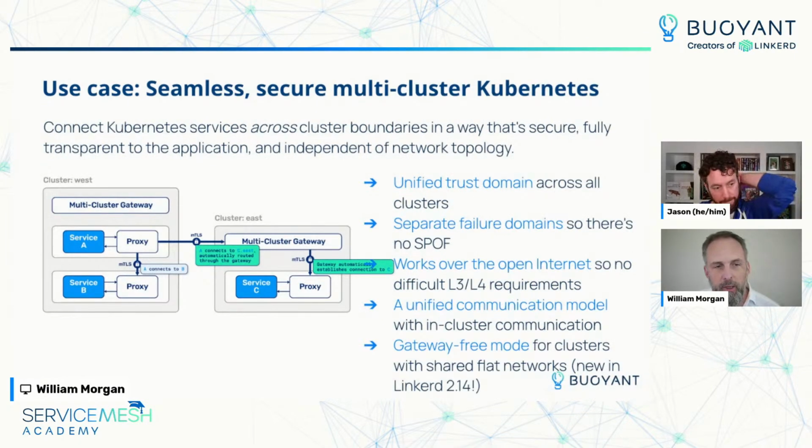Another big use case for Linkerd, of course, is cross-cluster communication. We introduced a variant of this in the latest release, 2.14, where if your clusters are on a shared flat network, we can be even more efficient about how we do cross-cluster communication. If they're not, that's fine. We'll give you a really nice and secure way of communicating across your clusters in a way that's transparent to the application, and secure even across the open internet. So lots of cool stuff to talk about there.